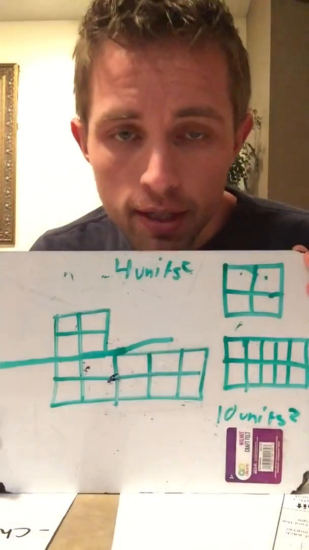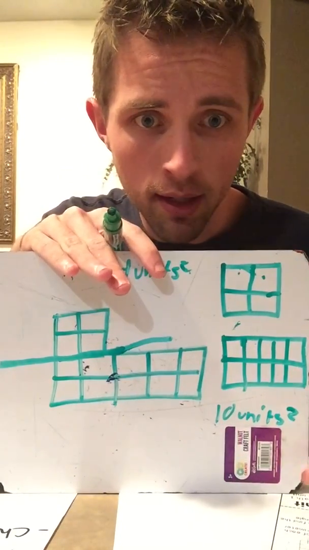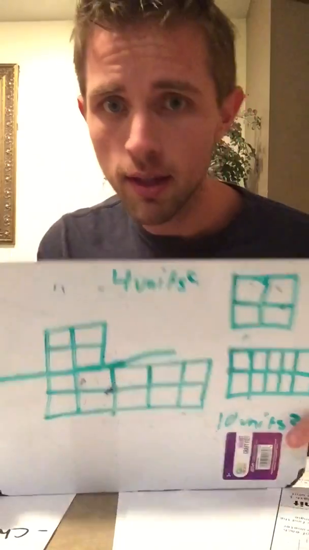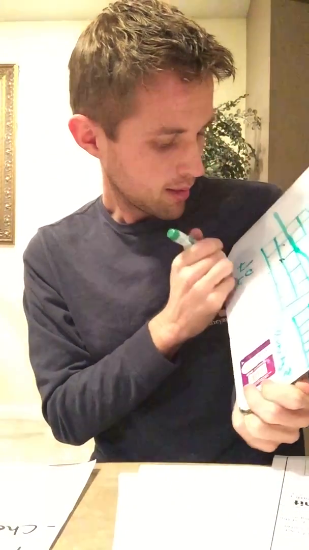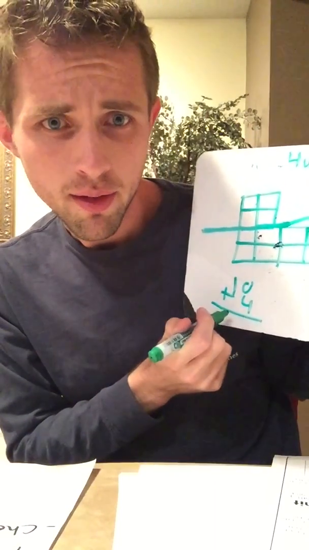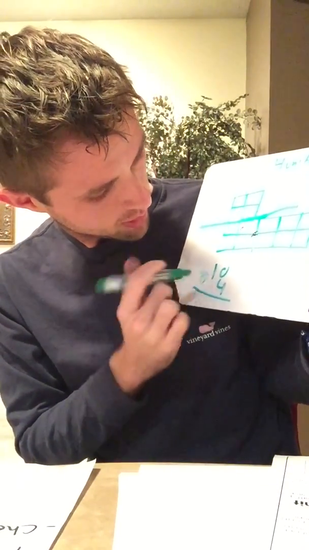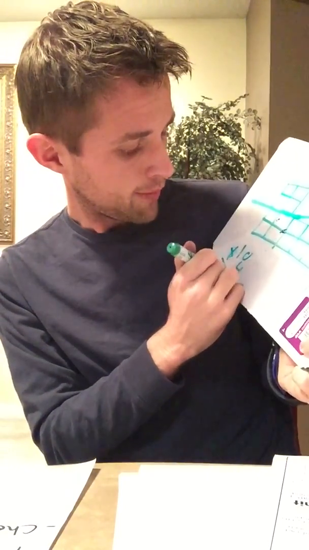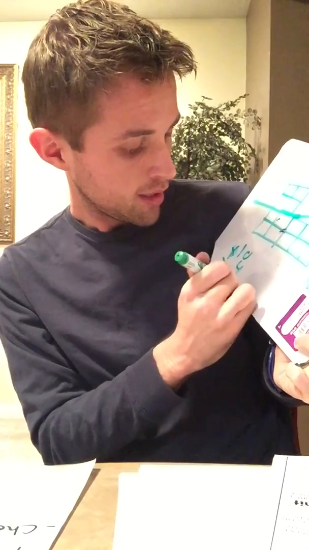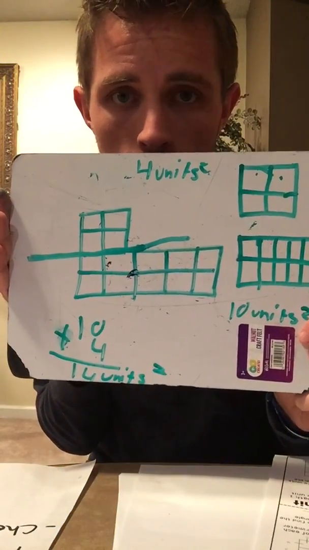And then what I would do is I would take the areas of both. So I have 4 units square, 10 units square, and I would add them together. So 10 plus 4 is going to give you 14 units squared, right?